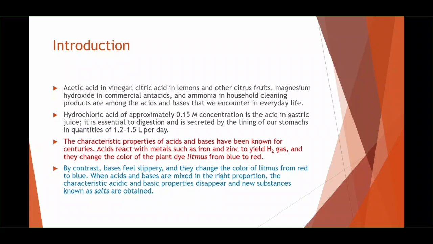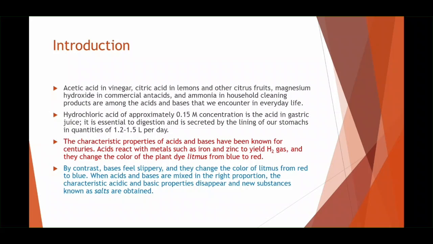Acetic acid in vinegar, citric acid in lemons and other citrus fruits, magnesium hydroxide in commercial antacids, and ammonia in household cleaning products are among the acids and bases that we encounter in our everyday life. Hydrochloric acid of approximately 0.15 molar concentration is the acid in the gastric juice. It is essential for digestion and is secreted by the lining of our stomach in the quantity of 1.2 to 1.5 liter per day.